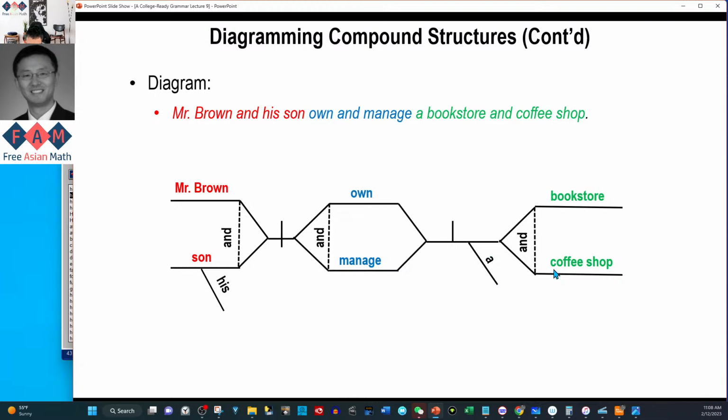If you put it here, it really means that coffee shop and bookstore should be one entity. But I don't think we really mean that. So this "a" should have two copies, one beneath bookstore, one beneath coffee shop. But we are not just focusing on that point. The point is how do we diagram such compound structures? You just branch out, merge back, branch out, merge back until you address all of those.